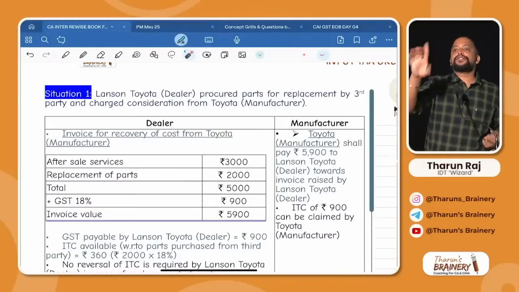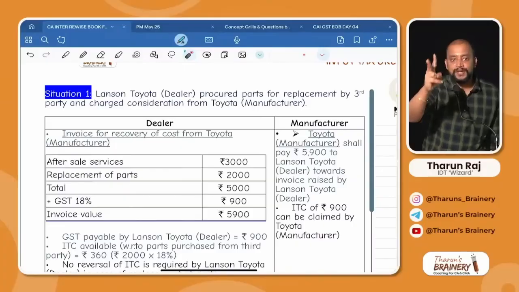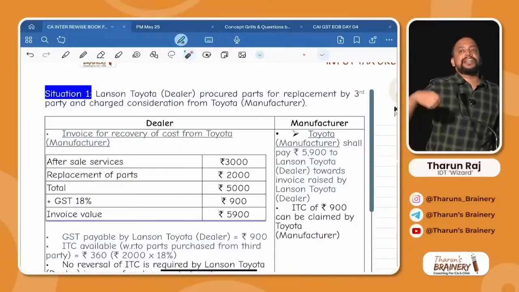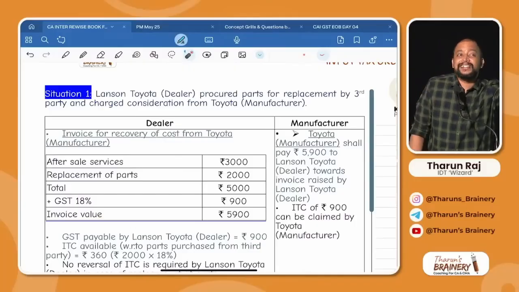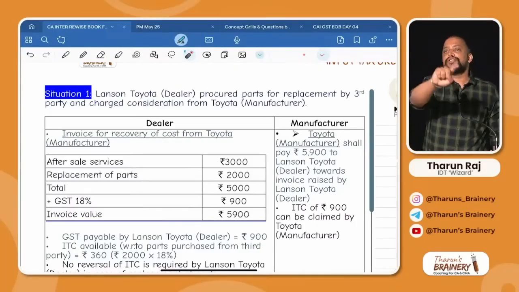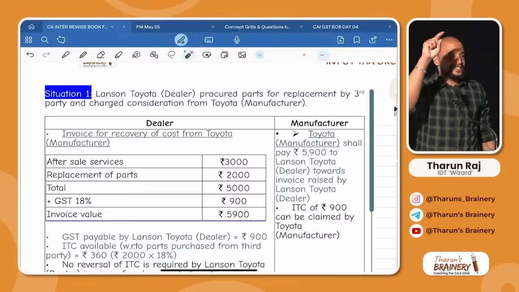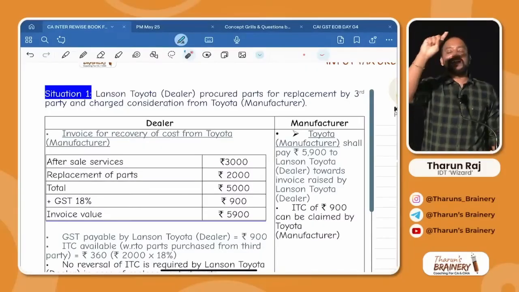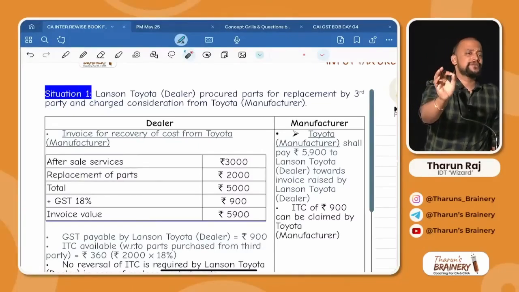Now, step into the shoes of the dealer and discuss. First you will purchase the 2,000 rupees worth of part. On the 2,000, let's take 18% GST, means 360 rupees you paid. Can you take that 360 as ITC? Yes. Why can you take it as ITC? Even though you are replacing during warranty period, as per circular ITC is available, so you can take ITC on the 2,000 purchase. Understood that part?